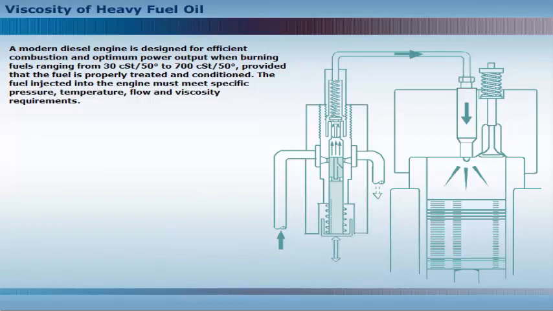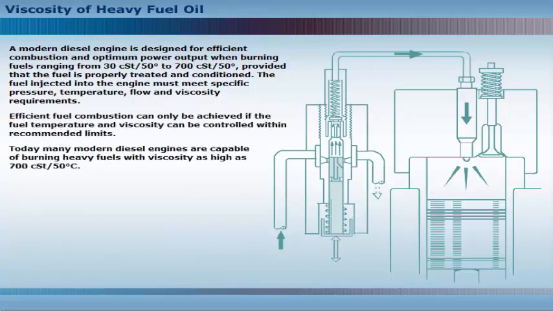A modern diesel engine is designed for efficient combustion and optimum power output when burning fuels ranging from 30 centistokes at 50 degrees Celsius to 700 centistokes at 50 degrees Celsius, provided that the fuel is properly treated and conditioned. The fuel injected into the engine must meet specific pressure, temperature, flow, and viscosity requirements. Efficient fuel combustion can only be achieved if the fuel temperature and viscosity can be controlled within recommended limits.